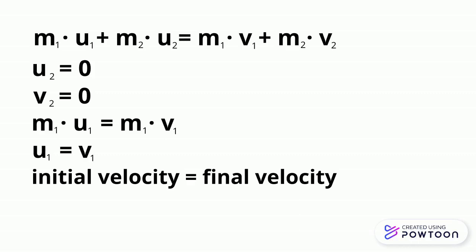m1 u1 plus m2 u2 is equal to m1 v1 plus m2 v2. This looks complicated, but all it says is that when the ball hits the wall at any speed, it will bounce back with the same speed.